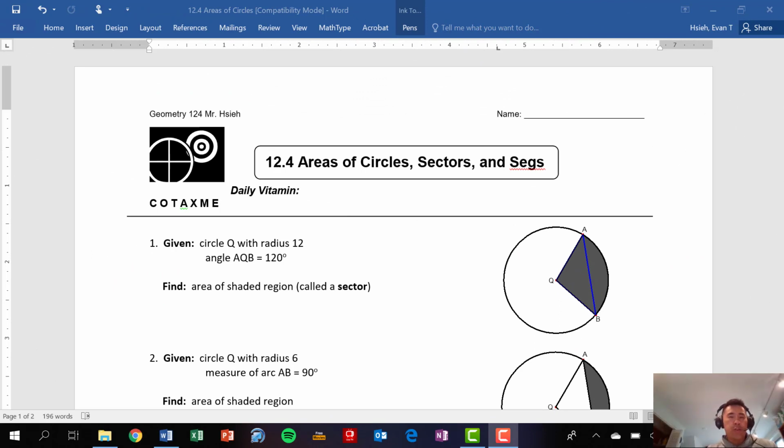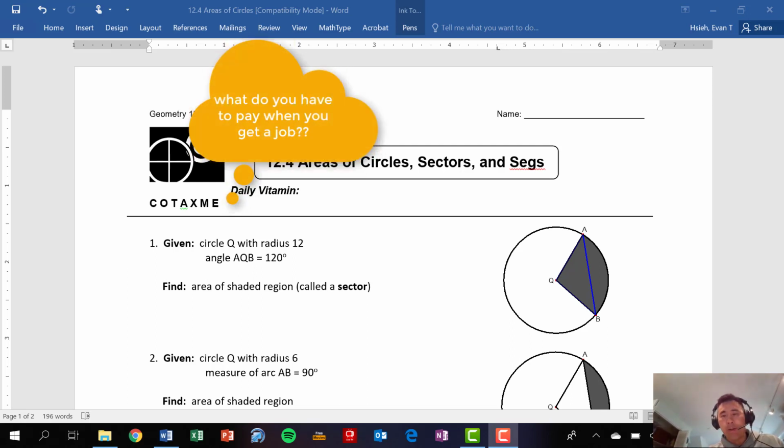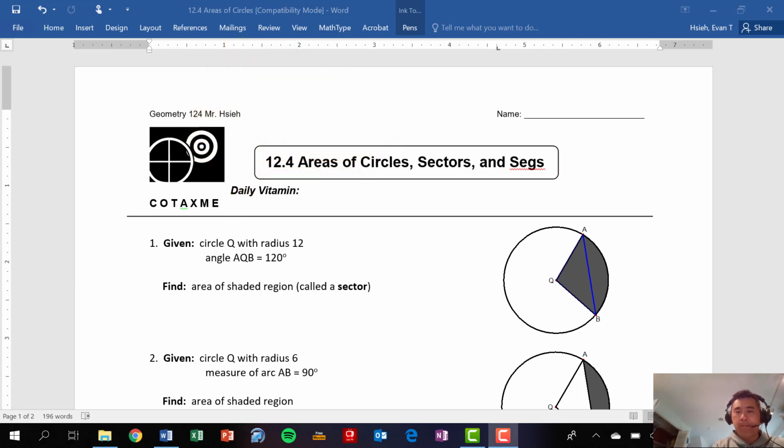Alright, we're moving on to section 4 here in chapter 12. It's pretty much everything to do with areas of circles, and then a couple of new terminology here, sectors and segments. But basically, there's not a lot of new information. I'm just going to give you a couple of definitions and then run through a bunch of example problems, and we'll see where we're at.